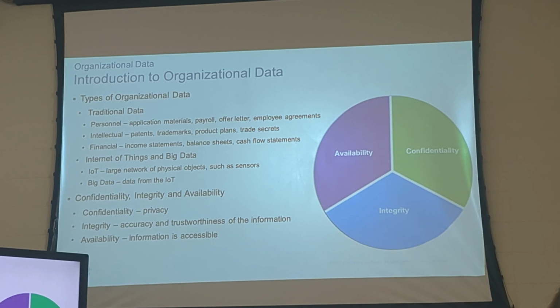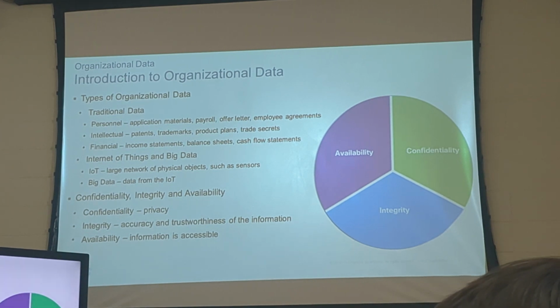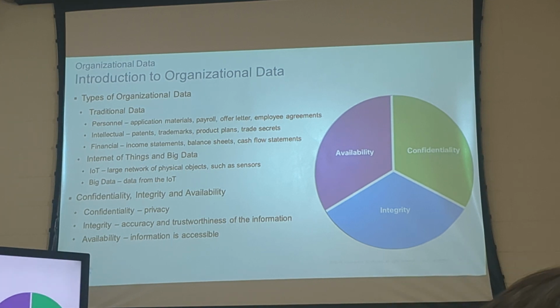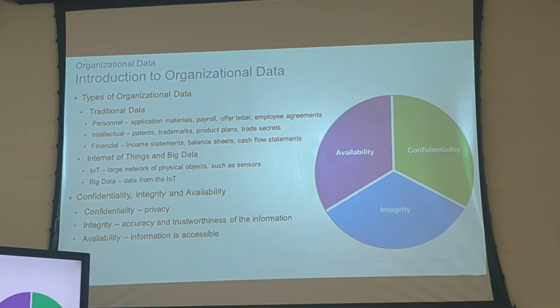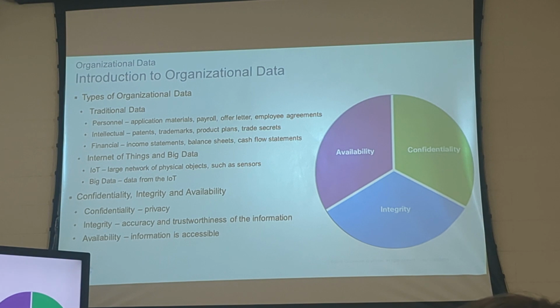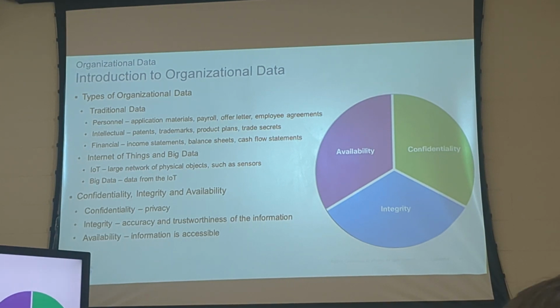CIA right there. It's on the test too. Confidentiality, integrity, availability. Confidentiality, we know what that is. You want to keep things private, right? Integrity means the information you have is actually the correct information.